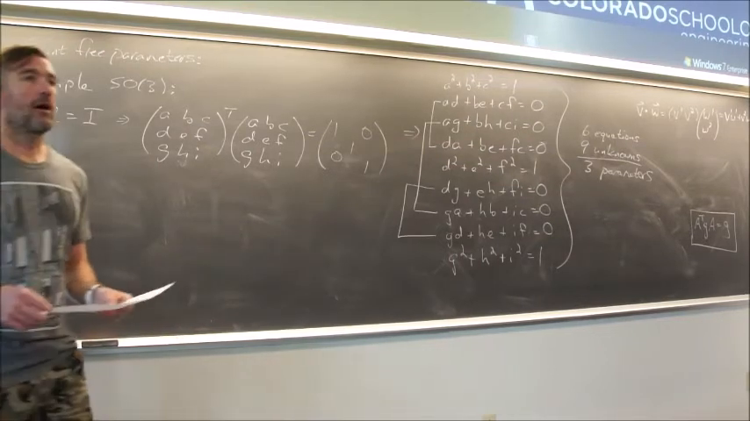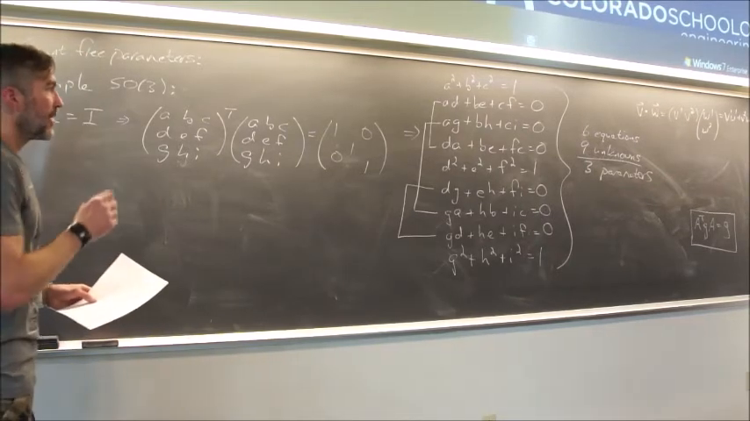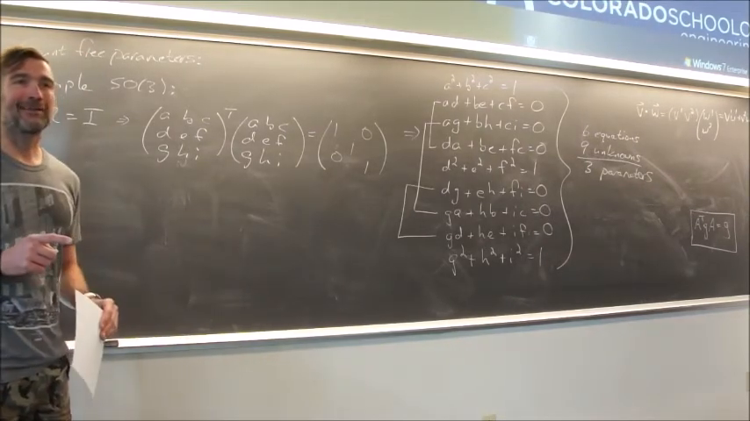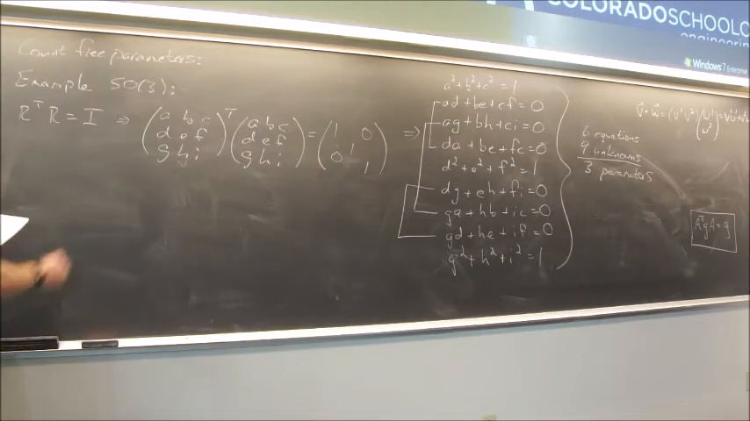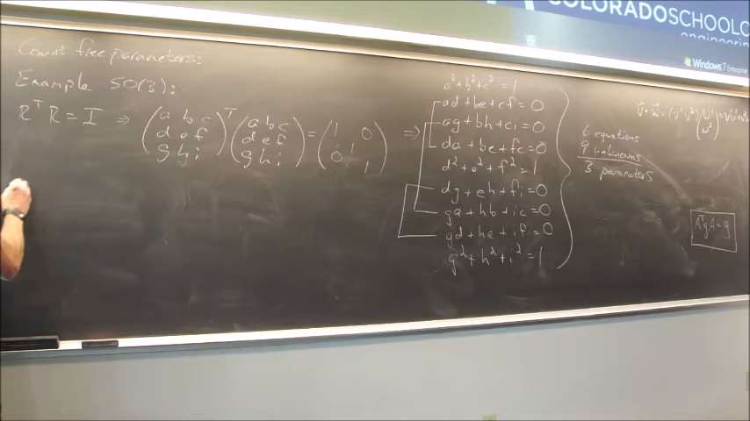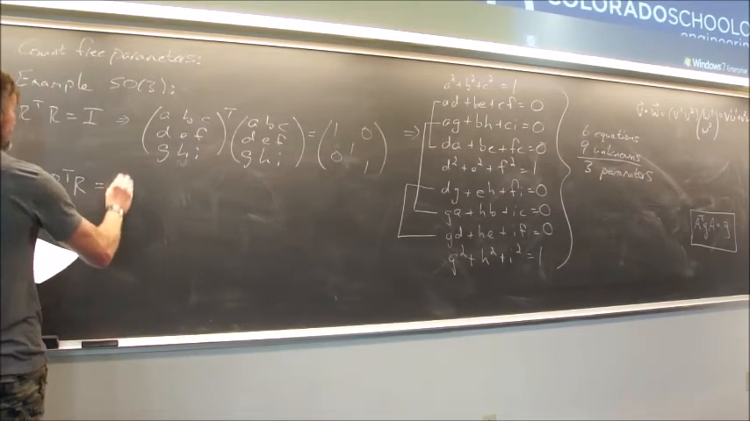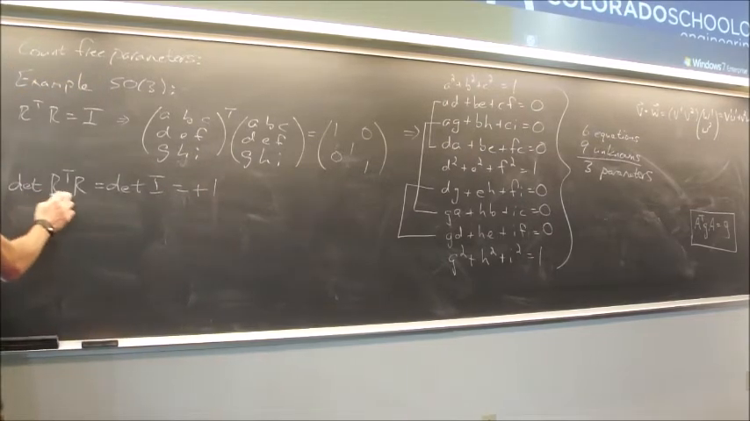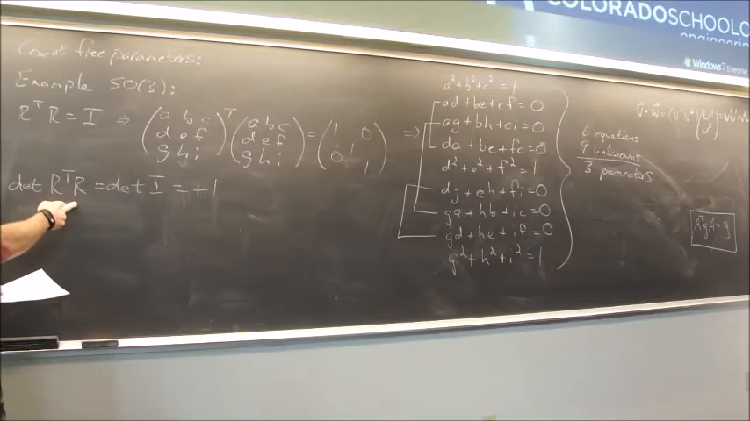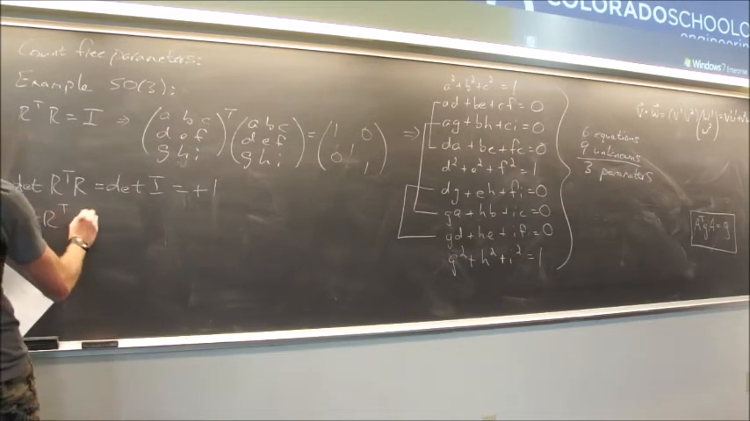So there's a freedom up to a certain degree, and that is the following. All I've done so far is I've written down the orthogonality relation. I haven't checked the determinant. So remember, we want to do SO(3). So if I take the determinant of R transpose R, that's the determinant of the identity, which is plus one. But I can break this up into the determinant of the product. But the determinant of the transpose is the determinant of the original thing. So this becomes, I'll just write it out, so you know.